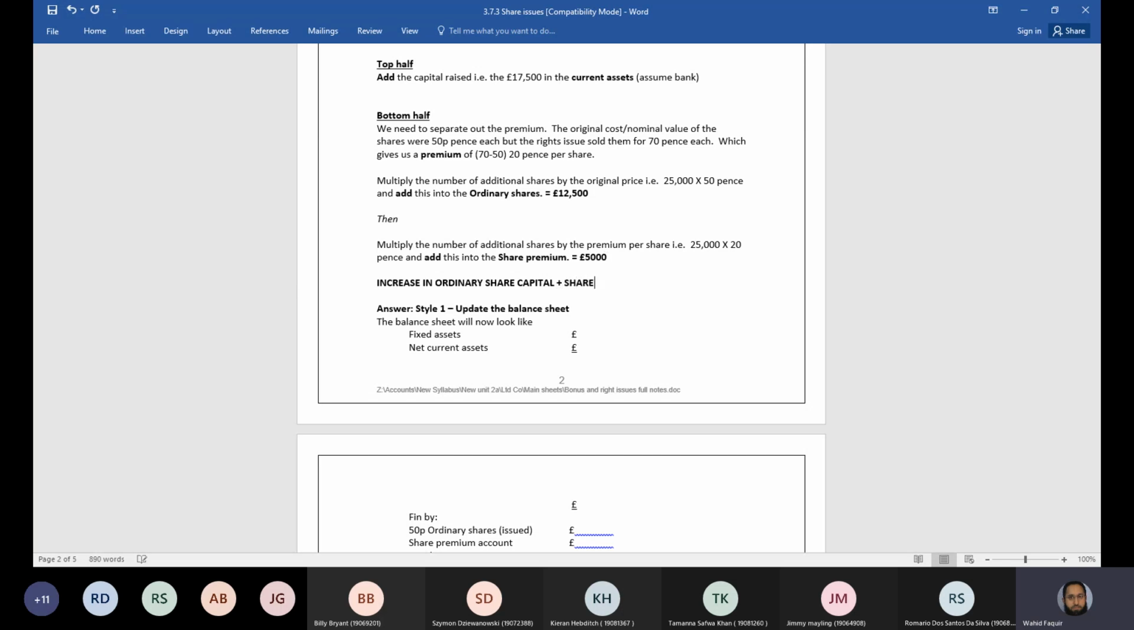So now what we should say is increase in ordinary plus premium should equal 17,500. Okay, we know that it does. Ordinary share capital we worked out was 12,500. The share premium we've just worked out as 5K. Okay, it's got to equal the bank.